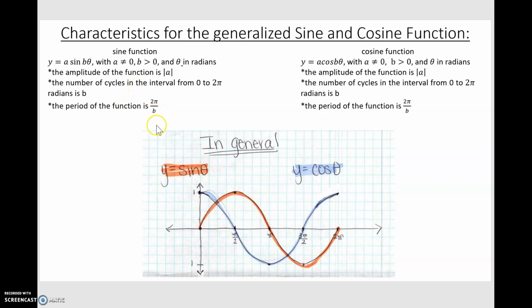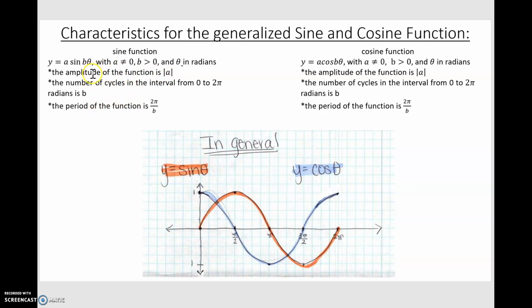Yesterday you mainly focused on sine, and sine is this orange one here, so this would be 1 period, and our amplitude is 1 because it goes up to 1. However, you can use these little tricks to find the amplitude, the number of cycles, and the period for anything.